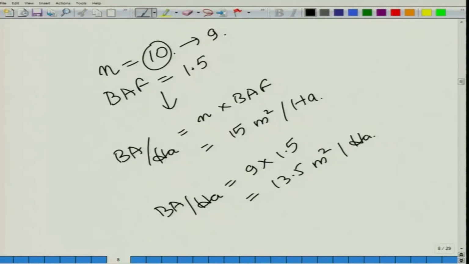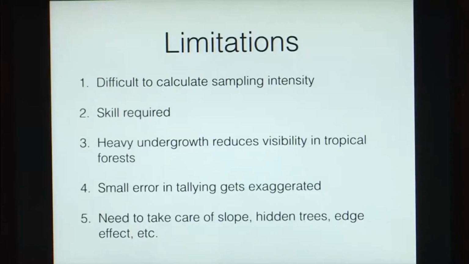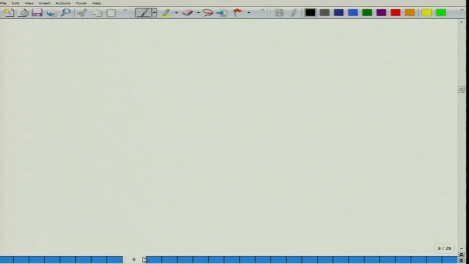So, just by removing a single reading, you have reduced your value of basal area per hectare by 10%. That is a very large amount of error. So, any small error in tallying will get exaggerated. Now, coming back to the slides, we need to take care of slope, hidden trees, edge effect and so on. Now, what do we mean by edge effect?